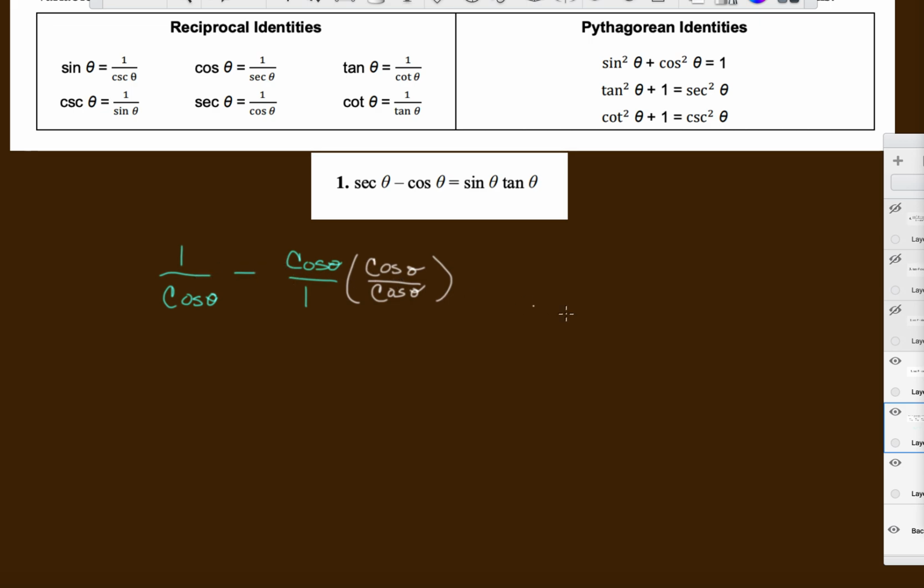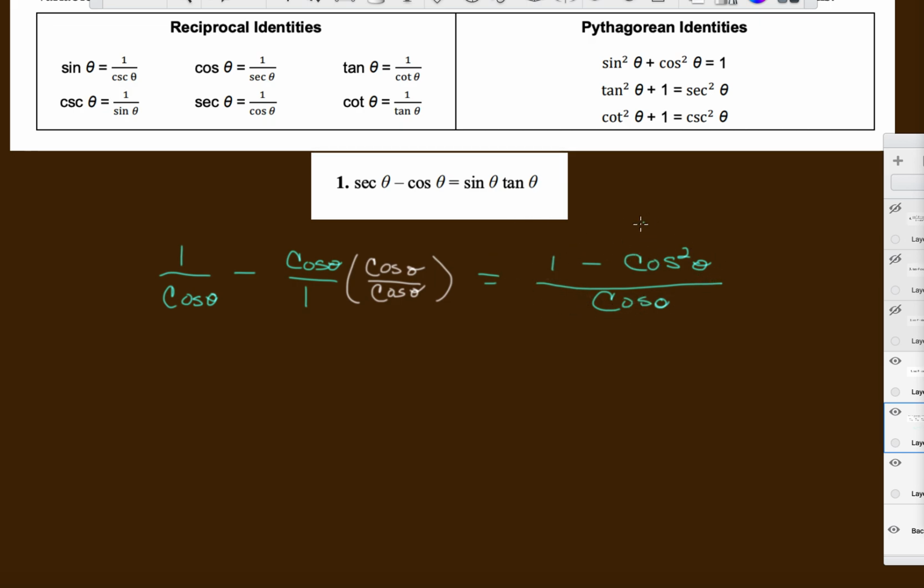And when I do this multiplication and rewrite, that is going to be equal to 1 minus cosine squared theta all over cosine, right? Because if you look at it, cosine times cosine is cosine squared. 1 times cosine is cosine. Right, so now I'm all set.